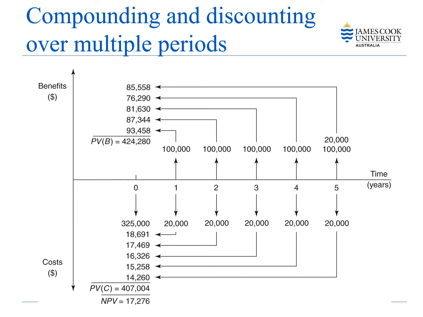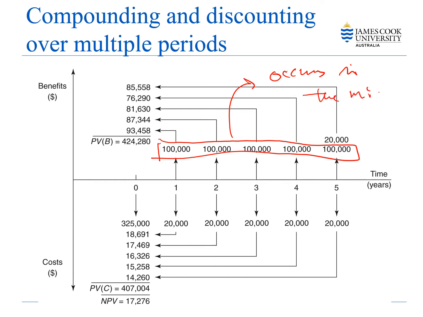Let me give you a task here. Okay. In these examples, all the items of benefits and cost occur at the end of the years. Okay. What about if, say, these benefits occur in the middle of each year, and you compute present value of this project? That's a task for you.